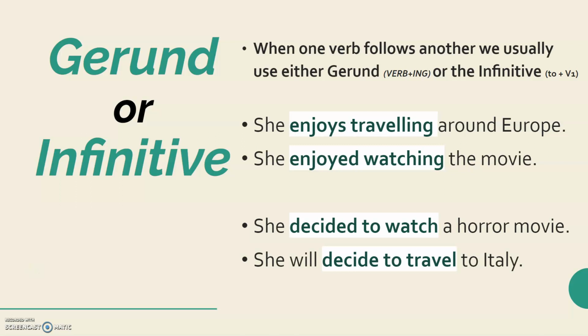In contrast, the word decide is always followed by an infinitive. So here we have, she decided to watch a horror movie. She will decide to travel to Italy. So decide is followed by to and the infinitive, verb 1. Decide to go, decide to have, decide to play, decide to eat. Okay, so this is an example of gerunds, which always follow the word enjoy, and infinitive, which always follow the word decide.